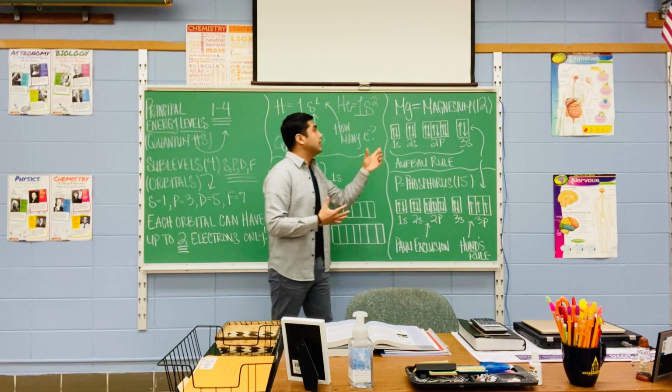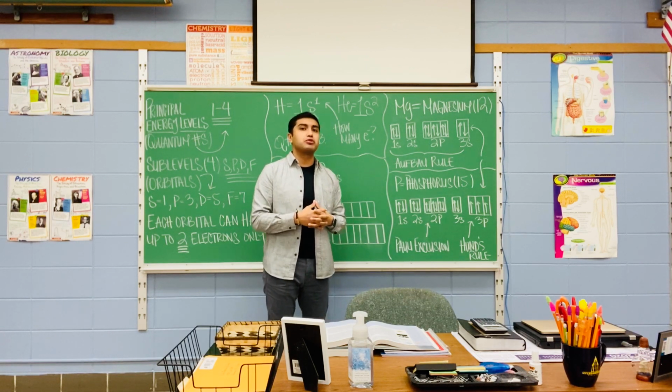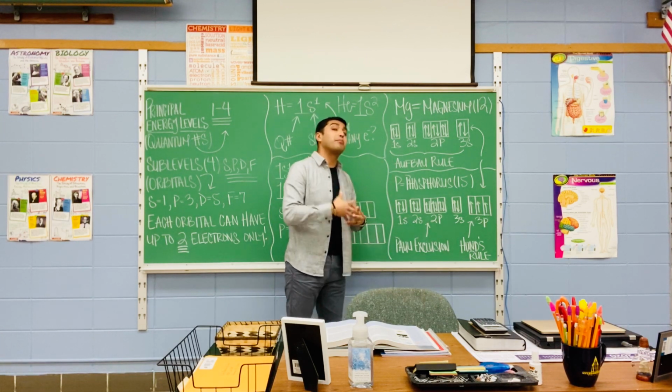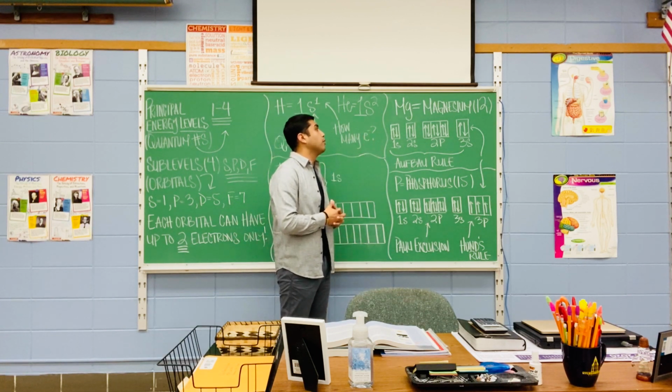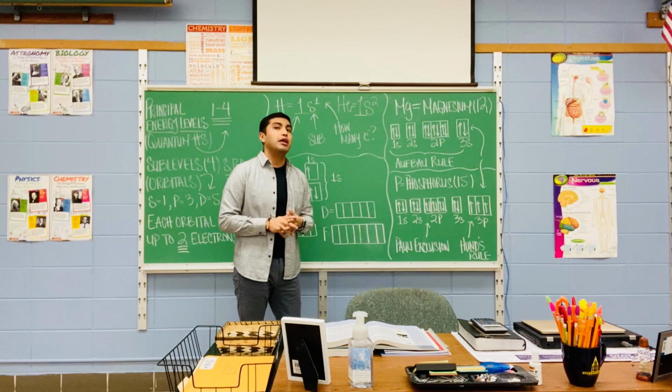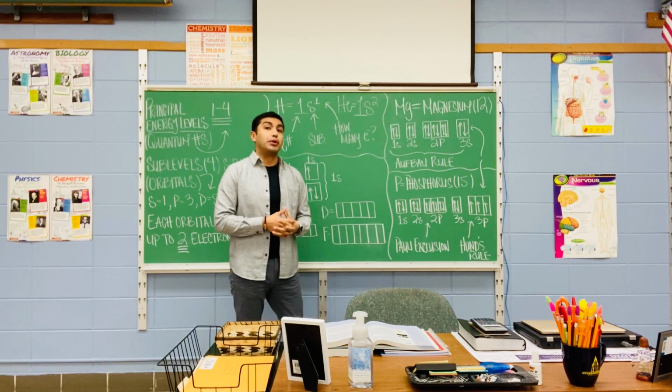Every electron has to have opposing spins when it comes to their rotation, and therefore they are represented by those arrows. Always make sure, please remember, that your arrows are facing opposite directions. That is called the Pauli exclusion principle.